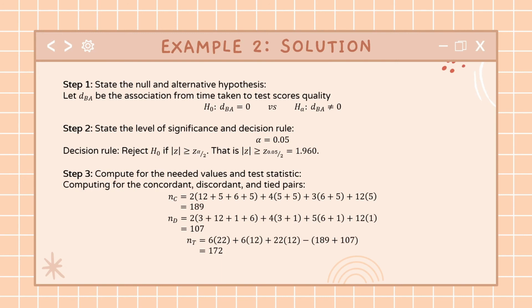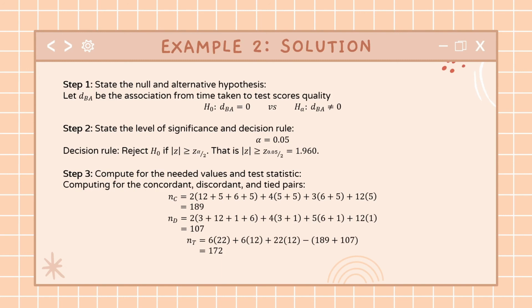So, alpha natin is 0.05 and decision rule is, kasi dito not equal to, so meaning yung decision rule natin is reject null if yung absolute value ng z natin is greater than or equal to z sub alpha over 2. At kasi dahil si alpha natin ay 0.05, meaning yung z sub alpha over 2 natin ay 1.960.